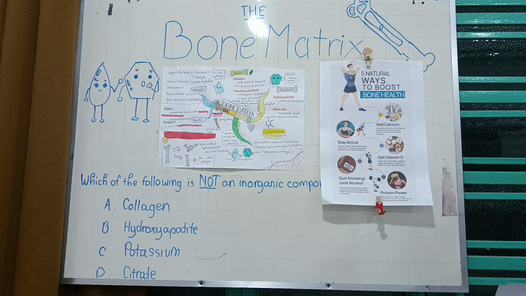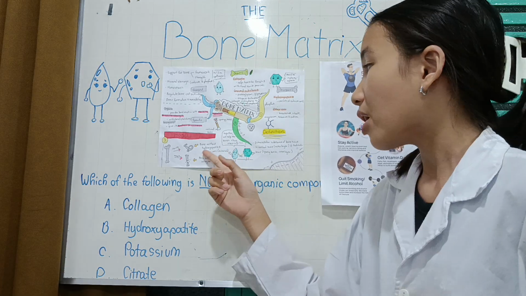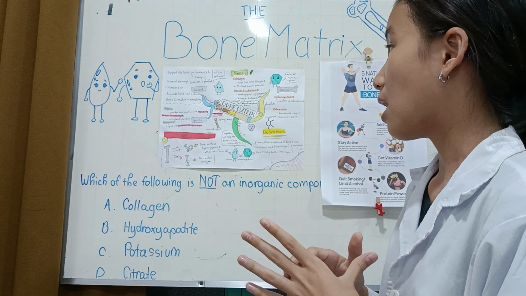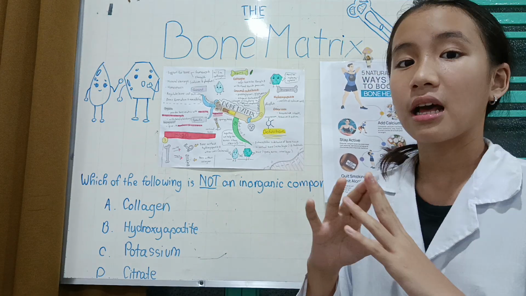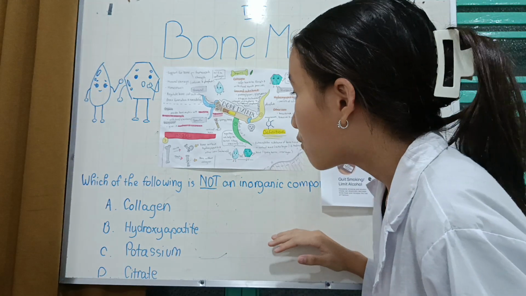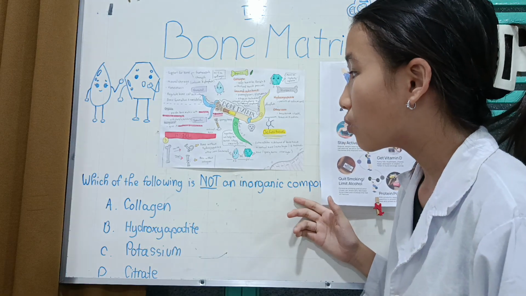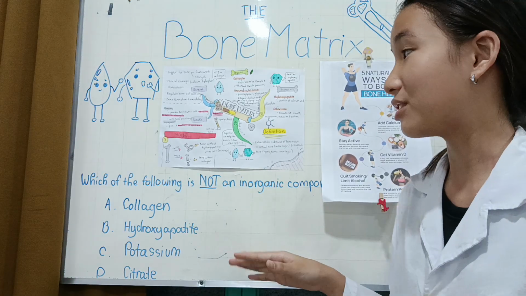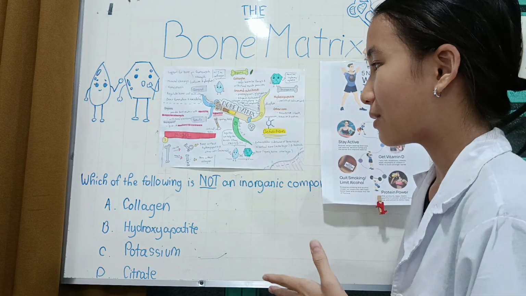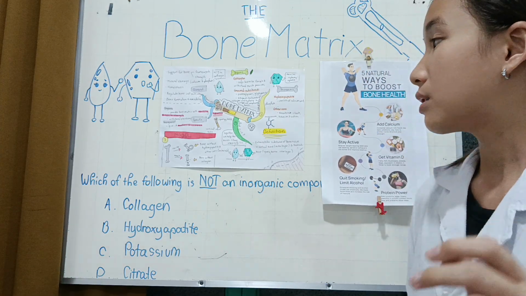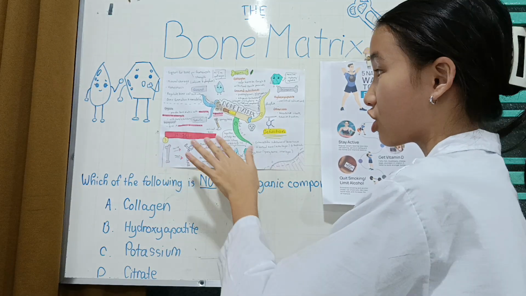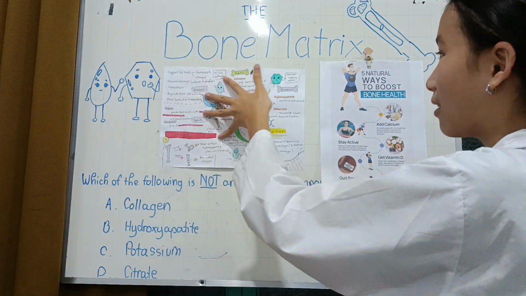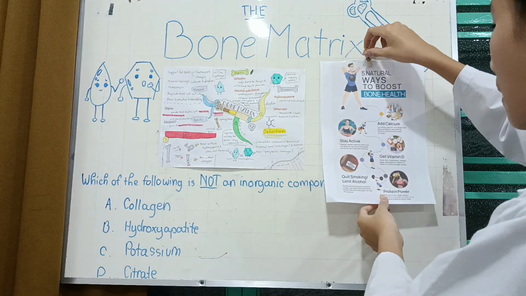The same model can be seen here in my mind map. The bone without collagen will be too fragile. The bone without hydroxyapatite and other ions, minerals, which is the inorganic compound, will become too flexible. So yeah, that is the model that I want to show you. So yeah, that is all for the things about my mind map.